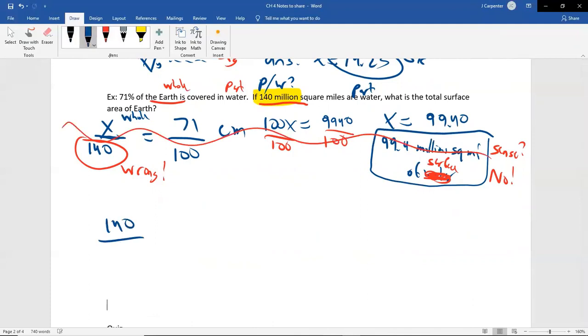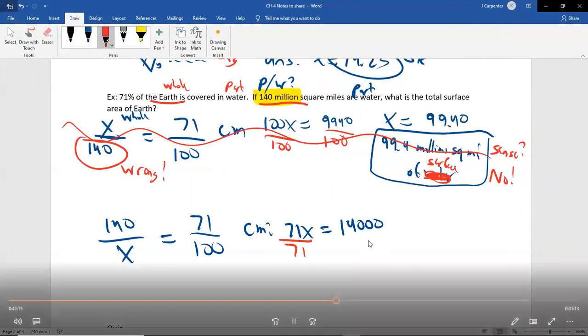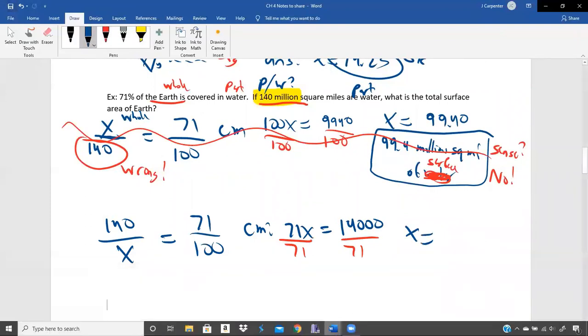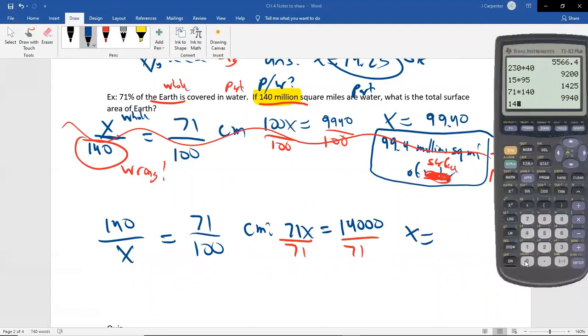The 140 goes in the top because it was the part, the x goes in the bottom. And that's why when I was right here, I was like, something doesn't look right. So now when we cross multiply, we get 71x equals 140 times 100, which is just 2 more zeros tacked on the 140. We divide both sides by 71. And that tells us that x is equal to 14000 divided by 71. And there we go, 197.18, and so on. Let's just round to 2 decimal places, 197.18.